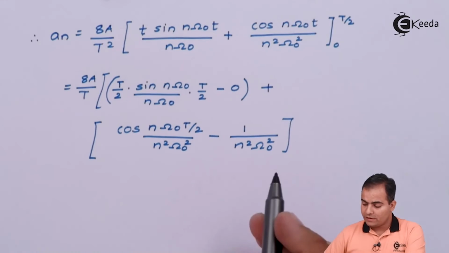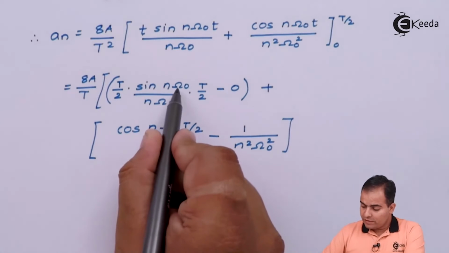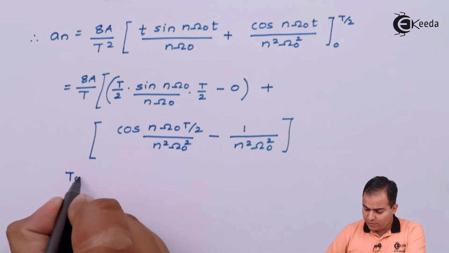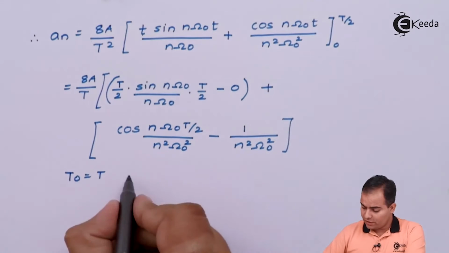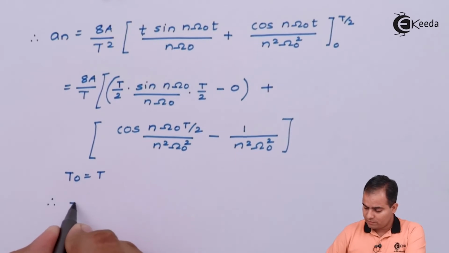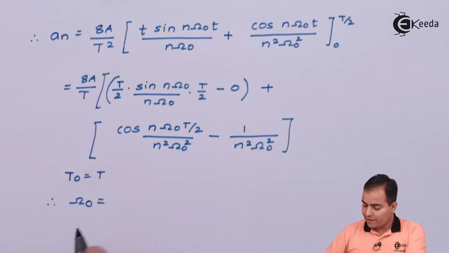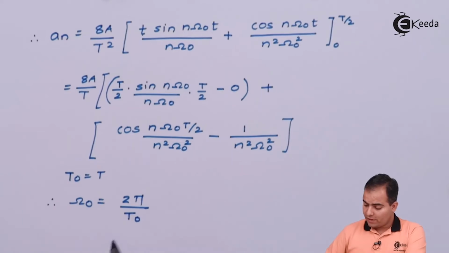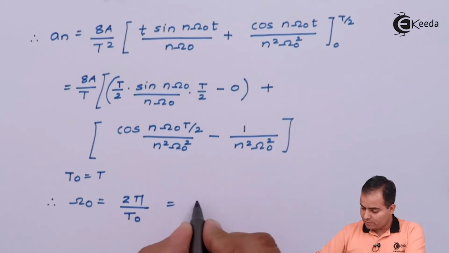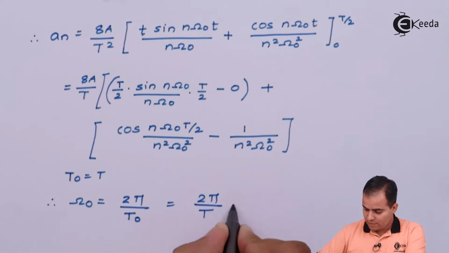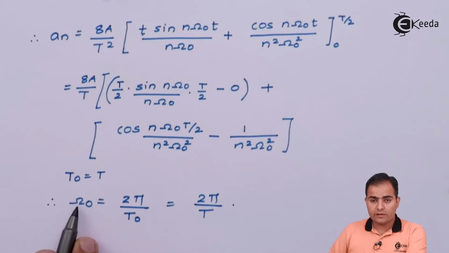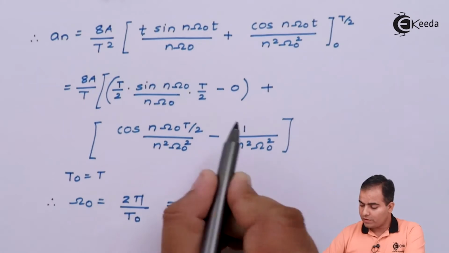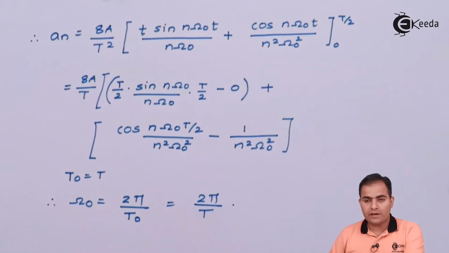Now the next part is we will substitute our omega naught value. Basically my T naught value is T. So therefore what is my omega naught? It is nothing but 2 pi by T naught, and my T naught value is T. So we will replace all the omega naught by 2 pi by T. So this all omega naught is replaced by 2 pi by T only.